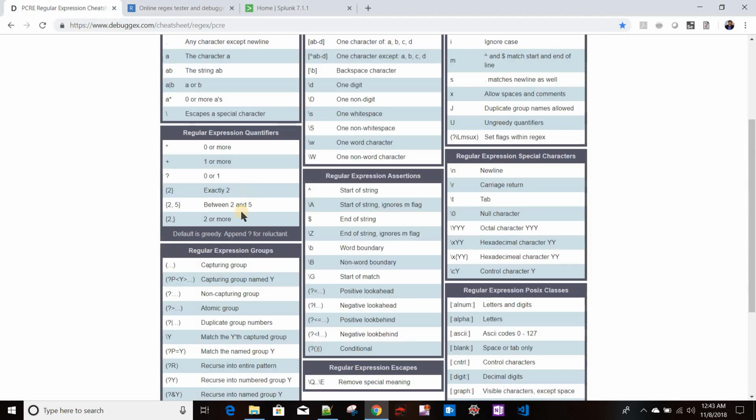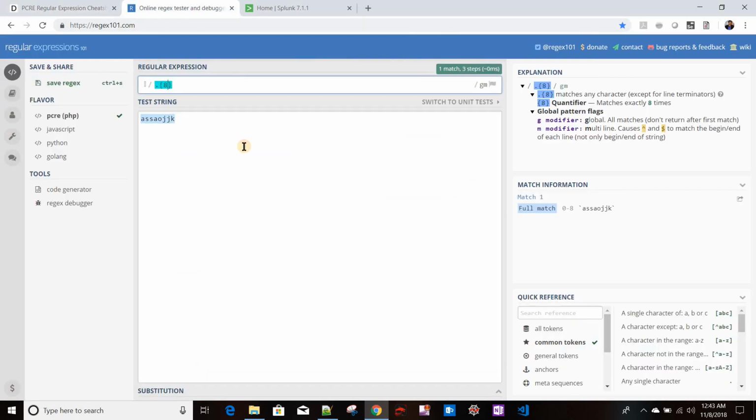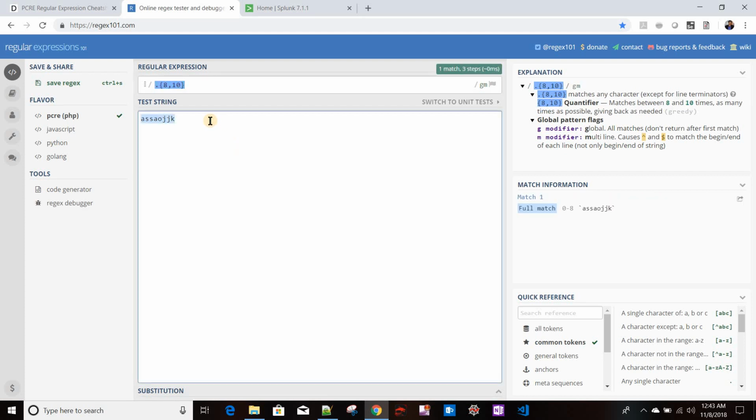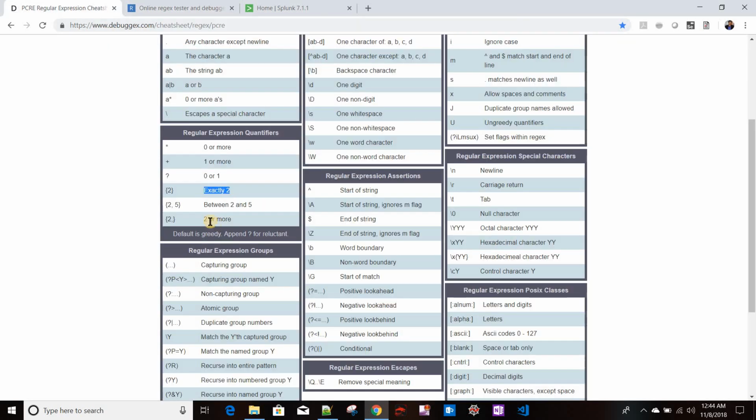So 8 is one of the quantifiers here, so it is exactly 8. Now if you want a range, let's say 8 to 10, this will match, this will match, but if it exceeds 10, it will not match. It will only match up to this point, and it will not match at all when it is less than 8. Now if you don't want to keep any upper limit, you just give 8 comma and nothing after it.